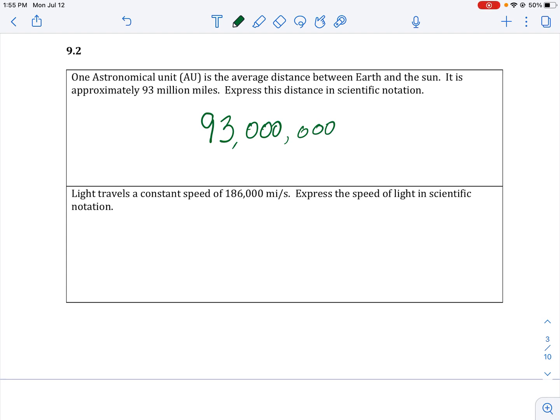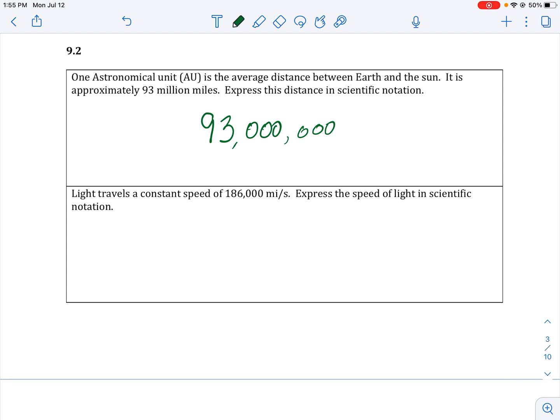In this lesson, we're going to talk about really large numbers and scientific notation: putting these large numbers into scientific notation and taking really large numbers out of scientific notation and putting them in standard form.